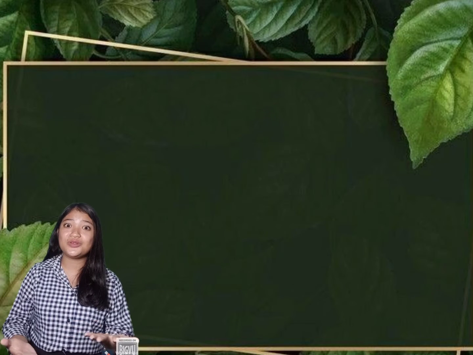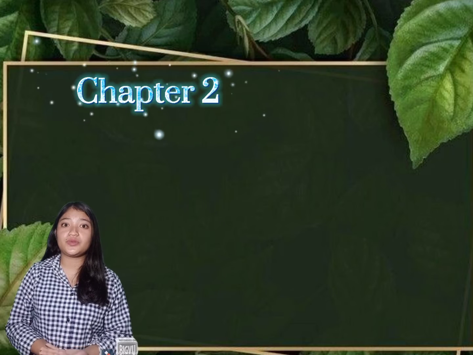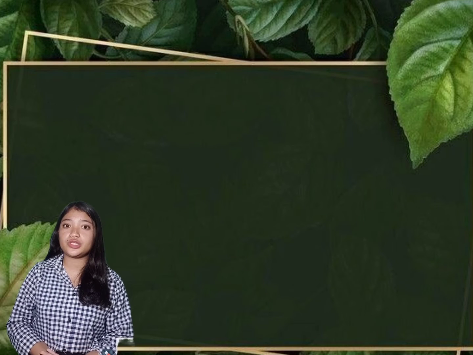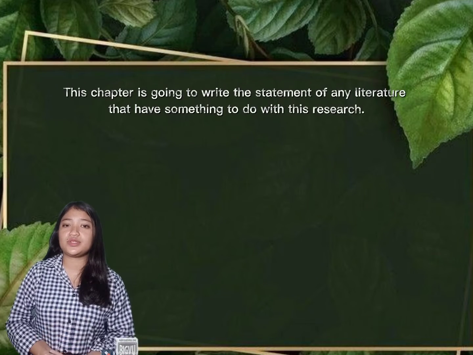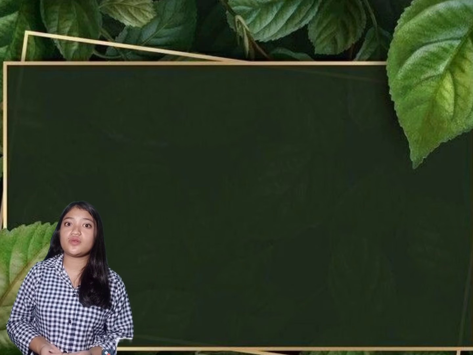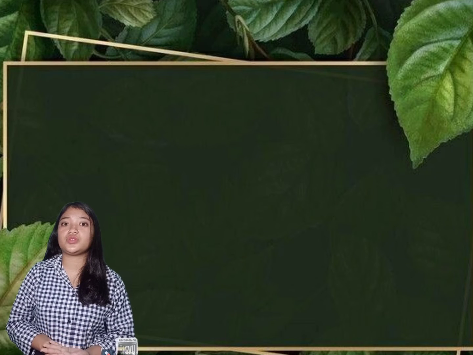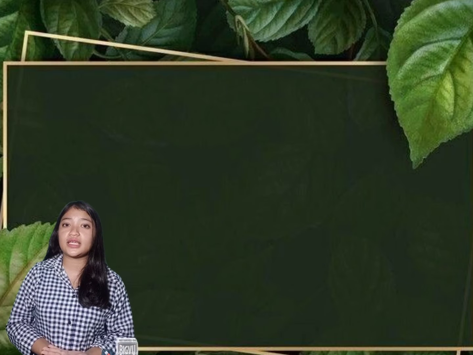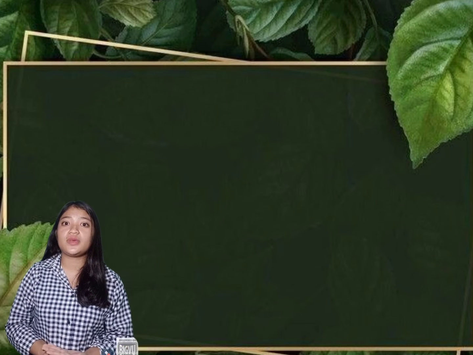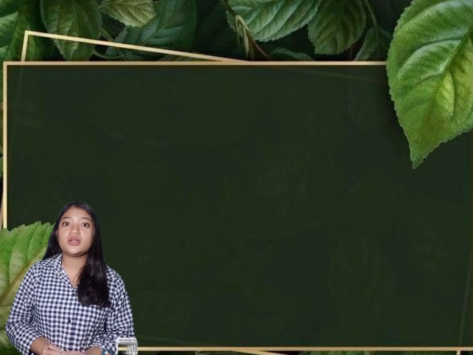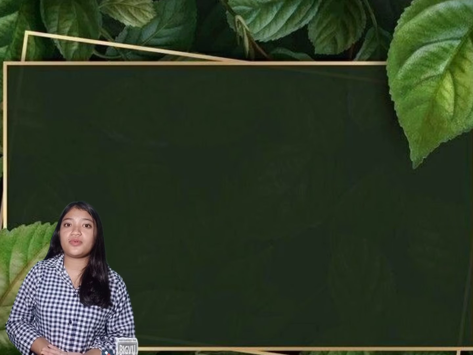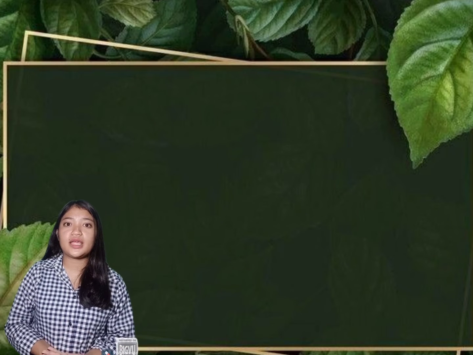Now let's talk about chapter 2. This chapter is going to present statements of any literature that have something to do with this research. This chapter consists of 3 parts that are related to literature. The literature consists of articles taken from books, journals, novels, and many others. The studies are taken from published and unpublished theses, research journals, and the relationship of the proposed study to the present study.